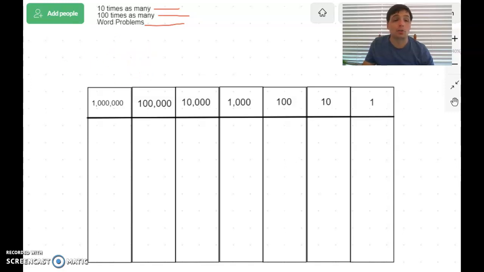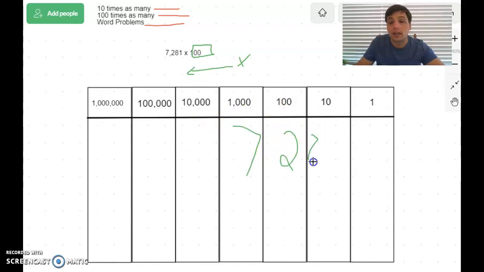Let's do another one. Let's say I have 7,281, and I want to multiply that by 100. Last time, everything was getting 10 times bigger, so move over one space. This time I have 2 zeros. Everything's getting 100 times bigger, so when I multiply, I'm going to go over 2 spaces. So let's start over. 7,281. Because it's getting times 100, move it over 2 place values.